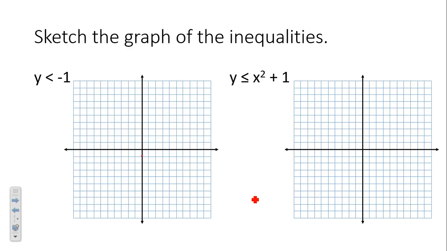Horizontal line, good. Do I need a solid line or a dashed line? Why is it dashed? Doesn't equal, okay? So we need a dashed line where y is negative 1. And then we ask ourselves, if y is less than negative 1, which way do we shade? Down. Anything getting smaller than that negative 1.